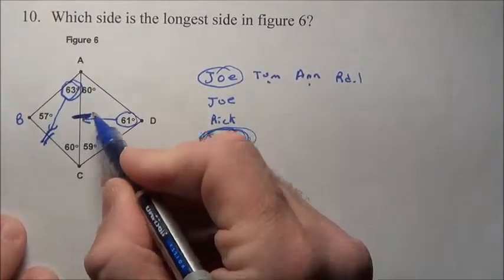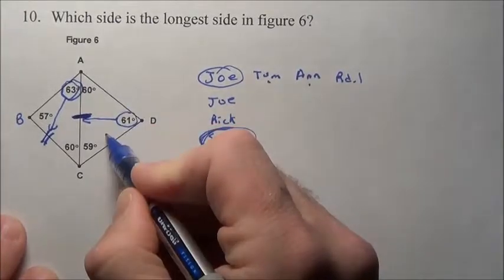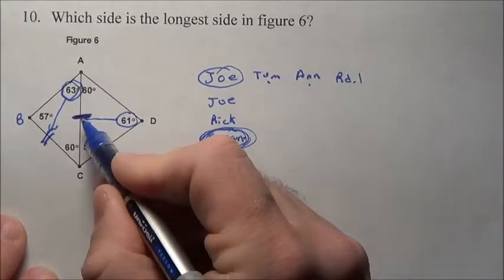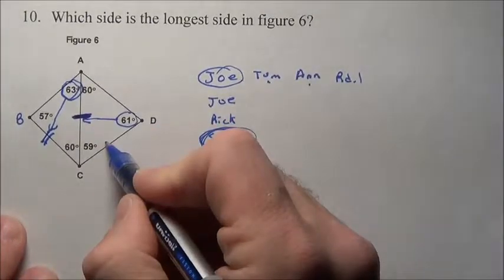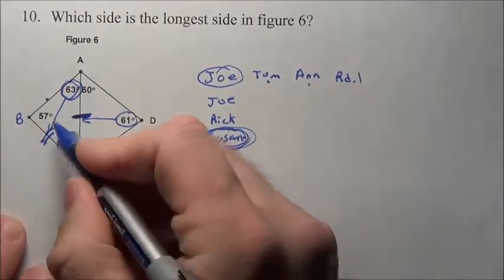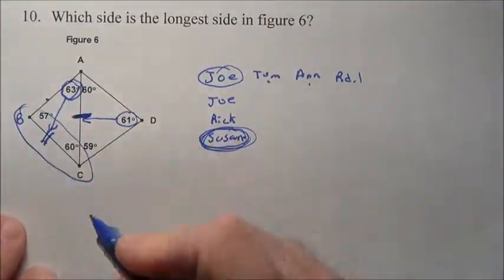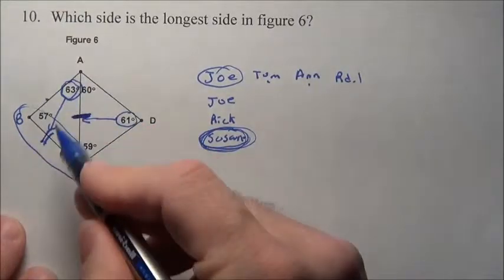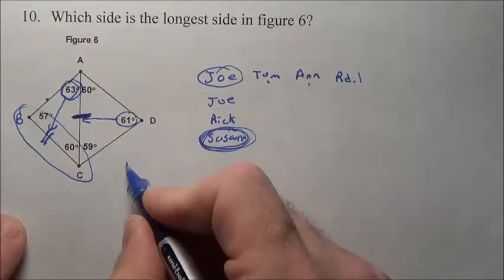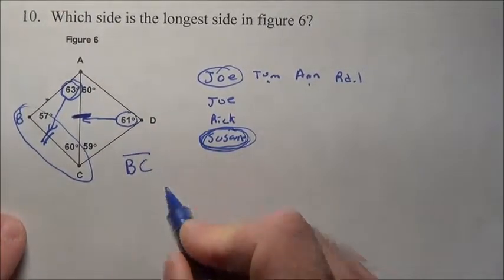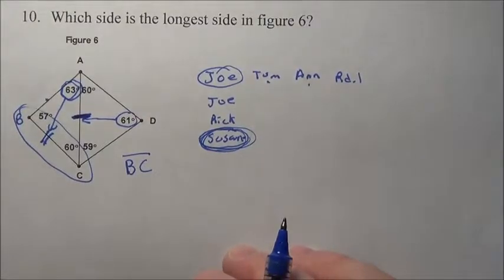Well, remember, this one was bigger than these 2. So if this is bigger than this one, which is bigger than these 2, and is bigger than this one, we know this side must be the largest side amongst all 5 sides. So in this case, the answer is going to be line segment BC is the longest side there.